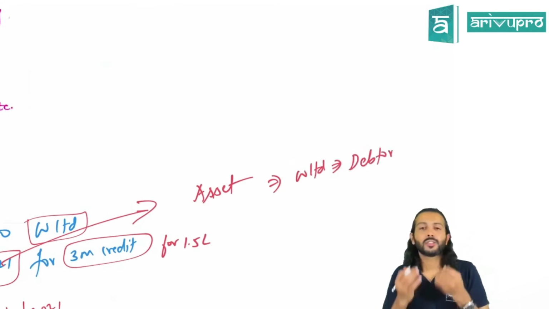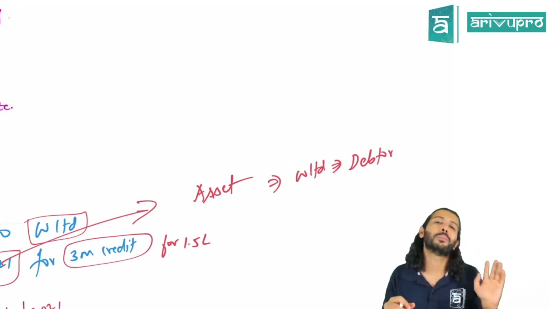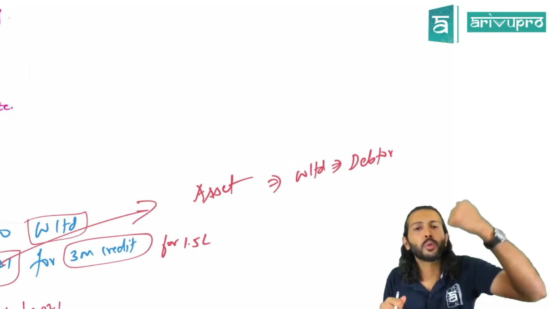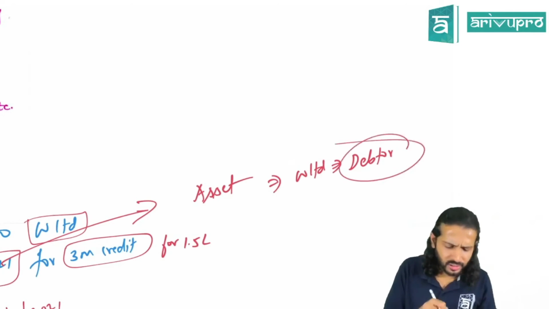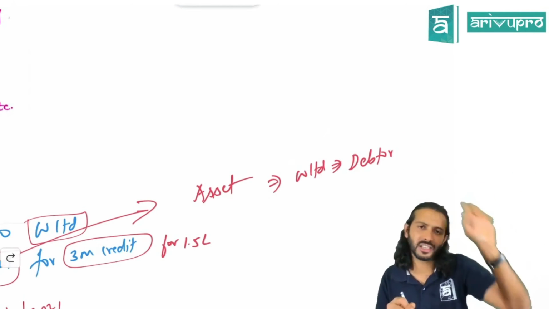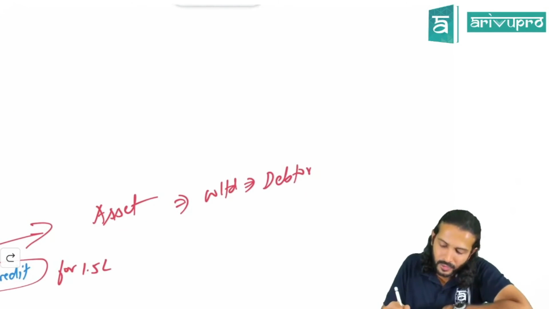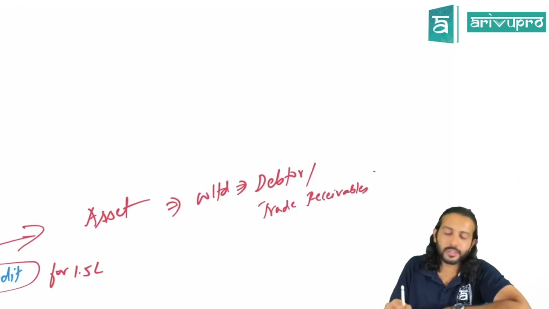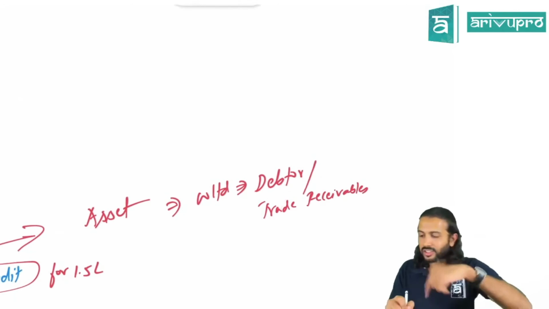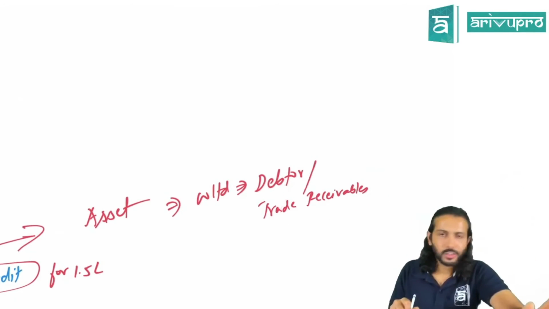Debtor means from whom we need to collect the money. Creditor means whom we need to pay the money. Instead of debtors, it is also known as trade receivables. That is another name. Sometimes we say trade debtor, sometimes we call it trade receivables. Trade receivable also includes one more, but let's not go there for the time being.